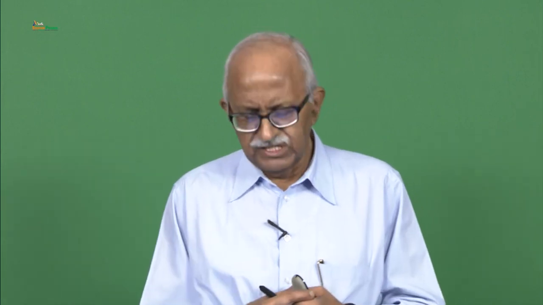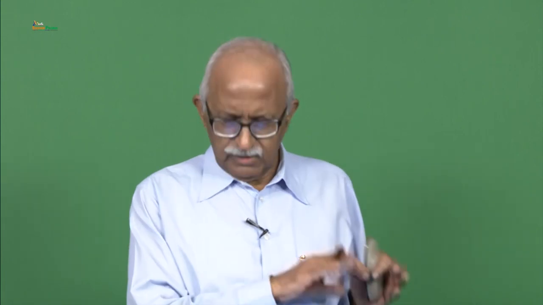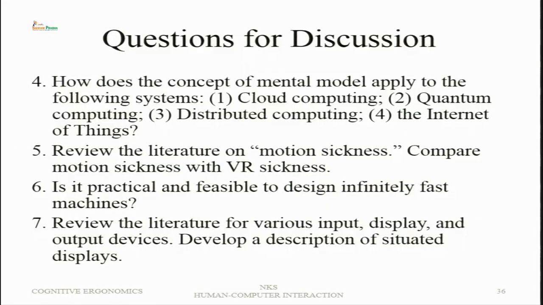We have not talked about these devices, but these devices are the places which provide the real interaction, or this can be called tangible interaction. So all tangible interaction with the computer is through input devices, displays, and output devices. Everything else, the mental model, the information processing, and solving a complex algorithm, for example, all this happens inside the machine, is intangible. So review the literature for various input, display, and output devices.